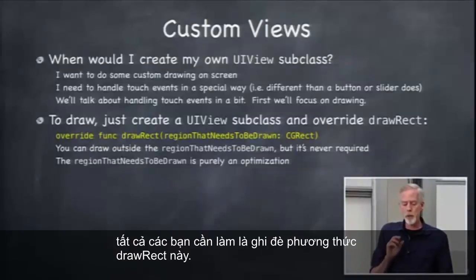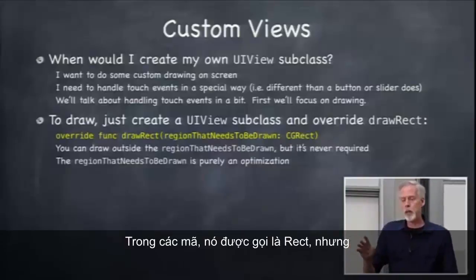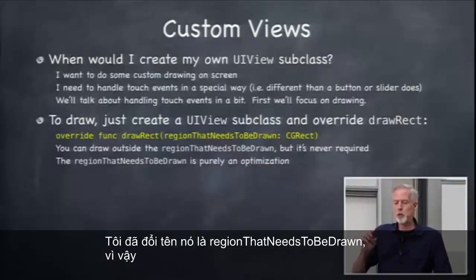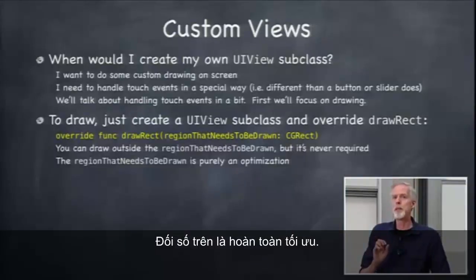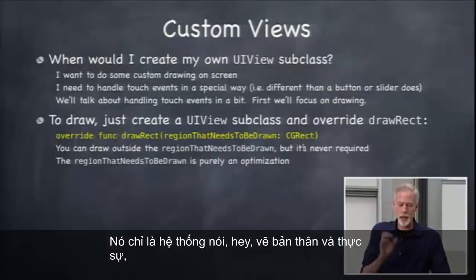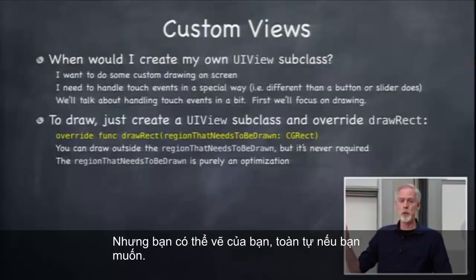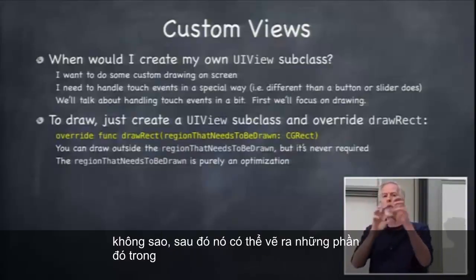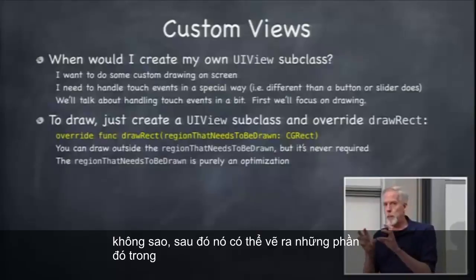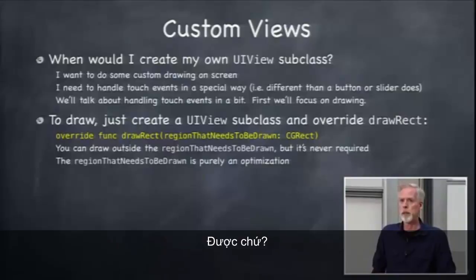To draw in your UIView, all you need to do is override this method drawRect. Okay? Very simple method, only takes one argument. In the code, it's actually called rect, but I've renamed it to be "region that needs to be drawn" so that people understand what that argument is. That argument is purely an optimization. It's just the system saying, hey, draw yourself, and really I only care about this rectangle of you. But you can draw the whole self if you want. So if you had a view that knew how to draw parts of itself, then it could only draw the part that's in this rectangle. But you can completely ignore this rectangle if you want. It's purely an optimization. Okay?